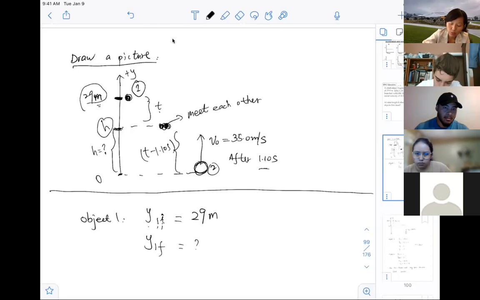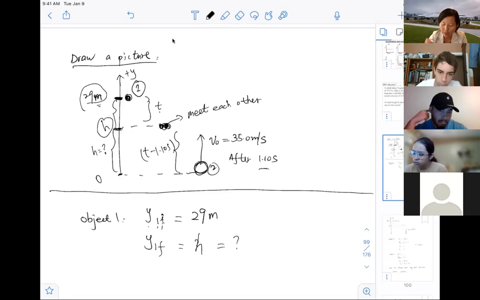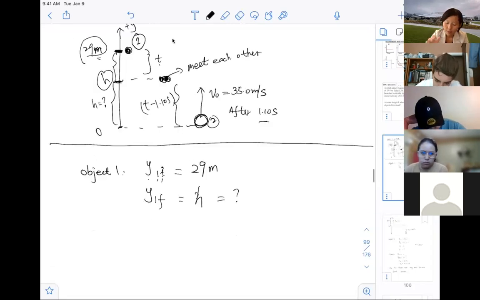So 29h would be the total distance it traveled. It represents something else. So I will just write h here, and h is what I want to solve for, right? I don't know what this is, I want to solve for it. Excellent. So what is the initial velocity of object 1?